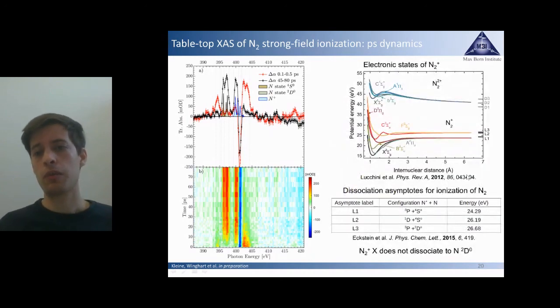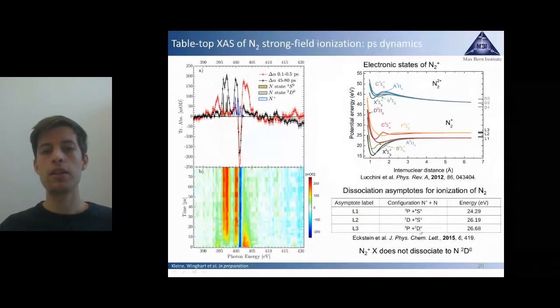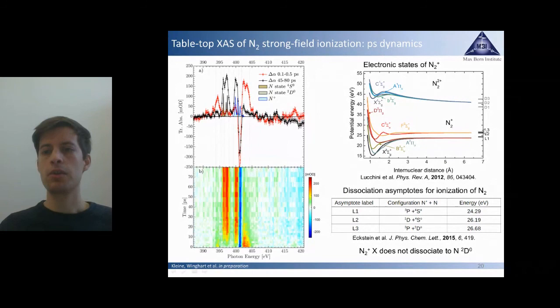Now, thinking about what is known in literature, and there is of course a bunch of information about nitrogen, I just take the potential energy surfaces from this paper. We know that the ground state and lower excited states of nitrogen cations are actually quite stable, and they will not dissociate on picoseconds, and for this X state, they will not dissociate to excited nitrogen atoms. If you look at the dissociation asymptotes, we at least have to reach the L3 asymptote to produce the nitrogen in the 2D state, which we identified in our soft X-ray spectrum. So that means there has to be an additional step, an activation step, to break apart our nitrogen molecules.